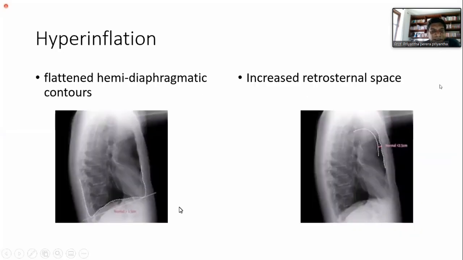In a lateral X-ray, you just draw a line between this end, the costophrenic angle, and the vertebral recess, right? And then you draw a line like that, combine these 2 points, and then from here you measure the height of the diaphragm from that line, maximum height, right?